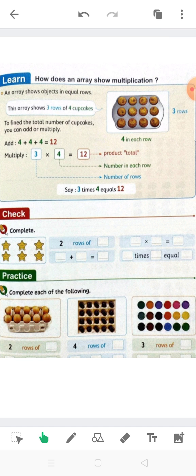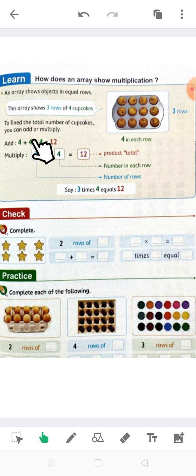How does any array show multiplication? Okay, this array shows 3 rows of 4 cupcakes. I've got 3 rows, 1, 2, 3. How many in each row? I've got 4. Or how many columns? I've got 4. So if I write it using the addition sentence, we can write 4 plus 4 plus 4 equals 12. Or we can write it using the multiplication sentence.